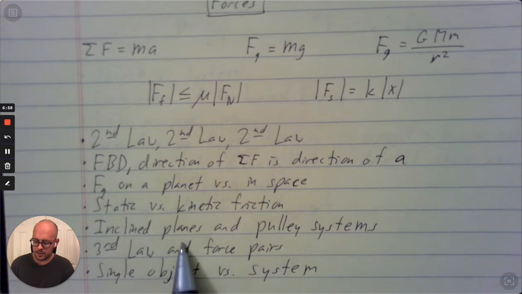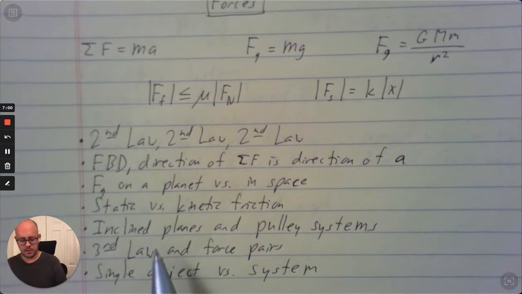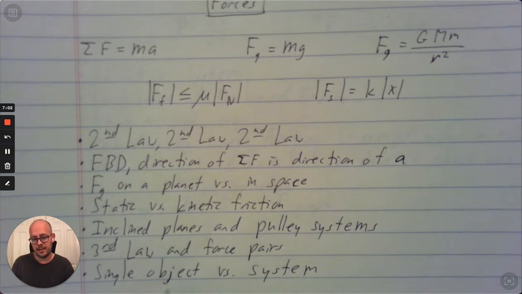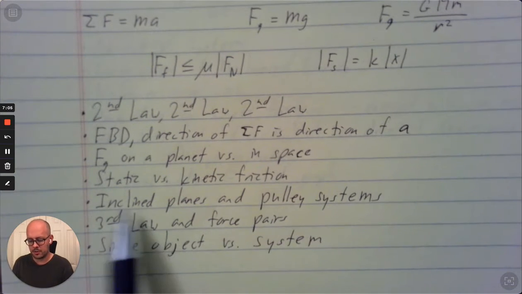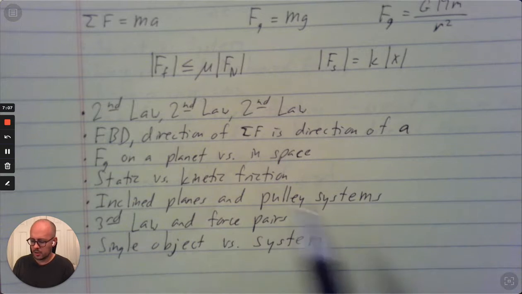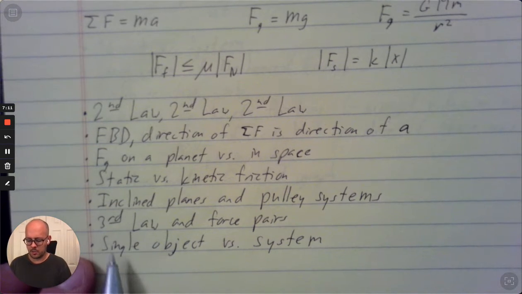Inclined planes and pulley systems, I'm not going to go into that here, but you should definitely know how to draw a free body diagram and analyze it for an object sliding down an inclined plane or sitting there at rest, as well as pulley systems. And I'll just skip the third law one.